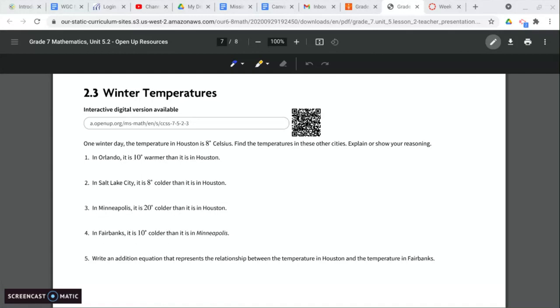So we are in a new workbook now, 7th grade Unit 5. So Lesson 2, Winter Temperatures. One winter day, the temperature in Houston is 8 degrees Celsius. Find the temperatures in these other cities. Explain or show your reasoning.